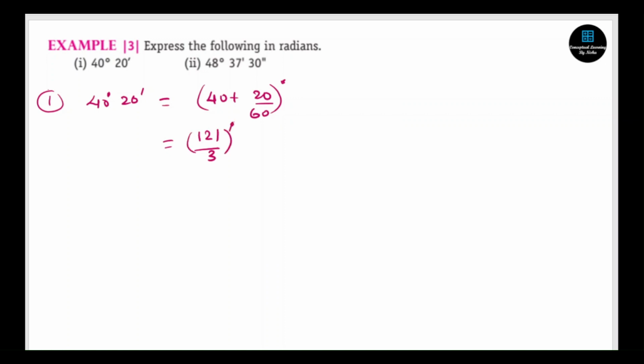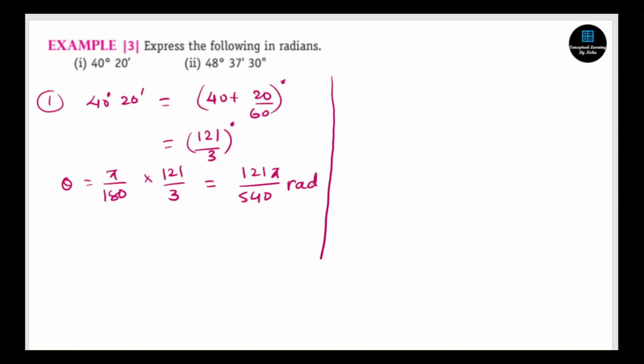Alright. Now I have this in degrees, and I can convert this into radians as pi over 180 times 121 over 3. When we simplify, we'll get 121 pi over 540 radian. Be very careful when you convert minutes or seconds into degrees. Now let's solve the second one.